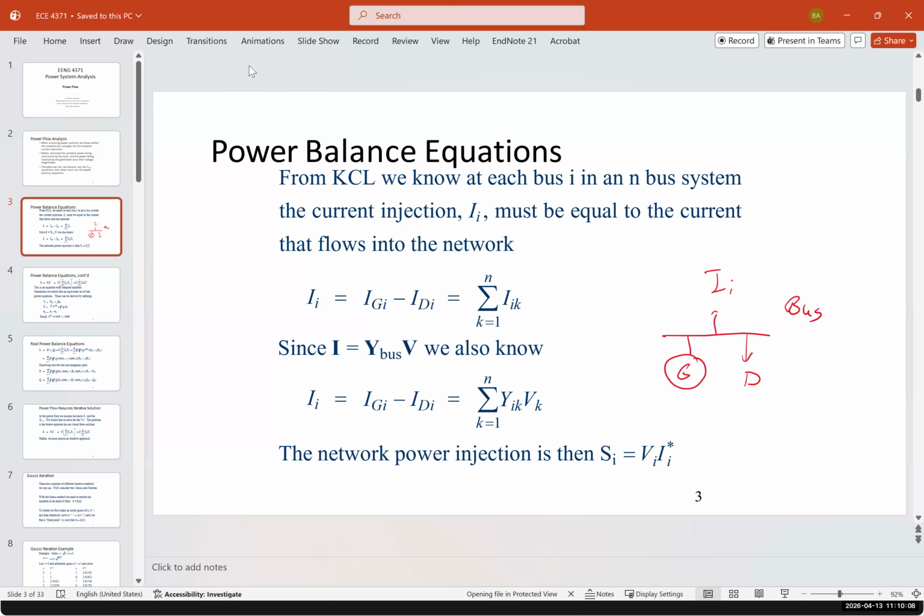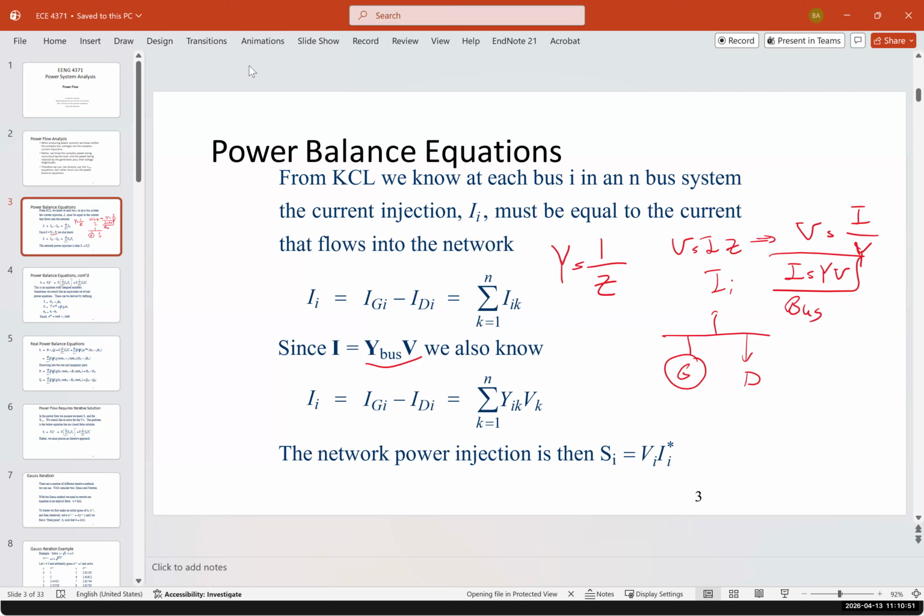Now, since I is equal to Y bus V, or the admittance matrix times the voltage matrix, we also know that Ii is equal to IGi minus IDi. We can replace I with the equation YV. Again, as you remember, Y is 1 over Z. V is equal to IZ, the Ohm's law. In other words, V is equal to I over Y, or I is equal to YV. We had this in the previous class as well.